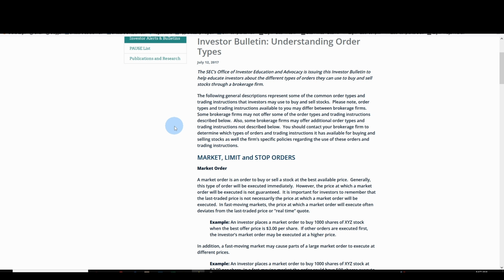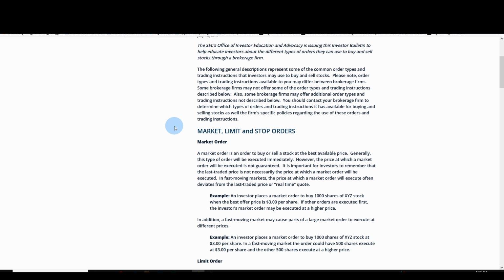Some brokerage firms may not offer some of the order types and trading instructions described below. Also, some brokerage firms may offer additional order types and trading instructions not described below. You should contact your brokerage firm to determine which types of orders and trading instructions it has available for buying and selling stocks, as well as the firm's specific policies regarding the use of these orders and trading instructions.